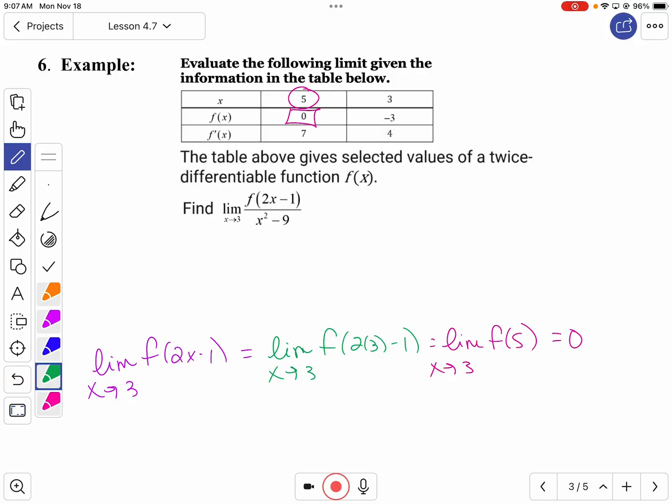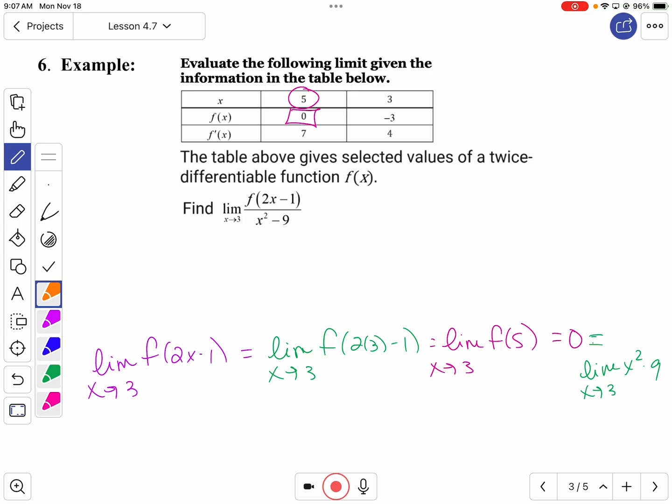Do we know that the bottom limit is 0? Yes, it's much easier. It's x squared minus 9. So that's going to equal the limit as x approaches 3 of x squared minus 9. I can do a little extra work on the front end for that limit because I need it to show that the last one is correct. So now let's do our derivative.